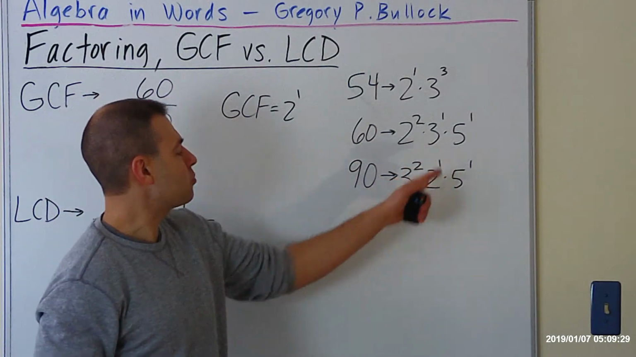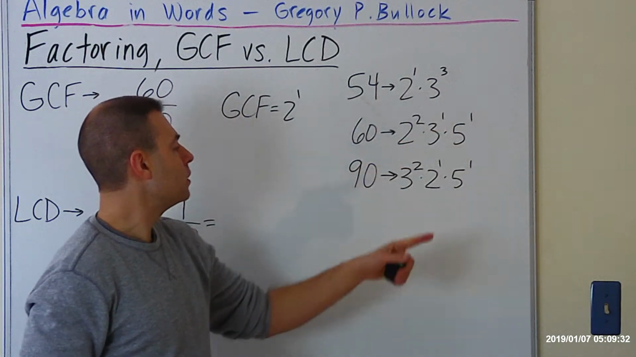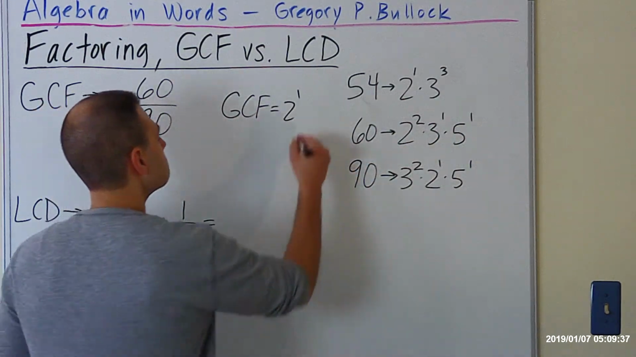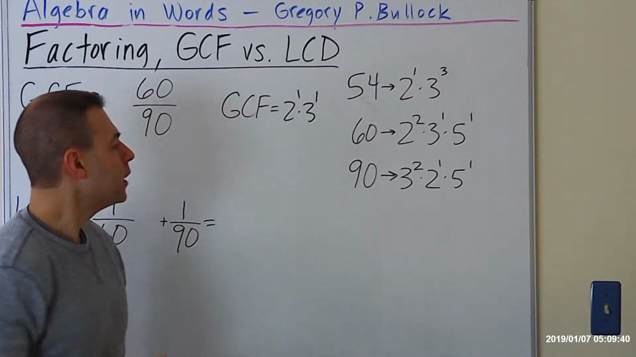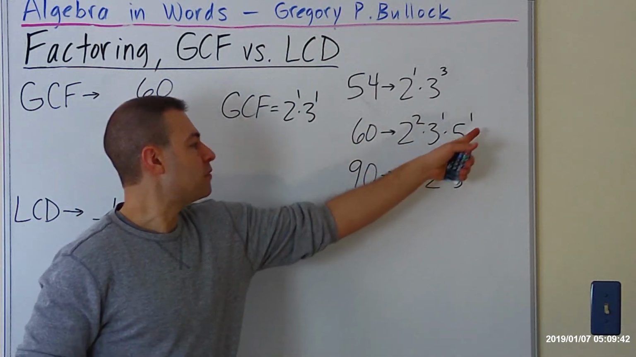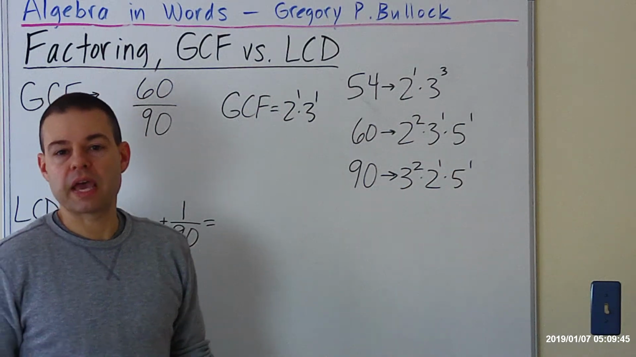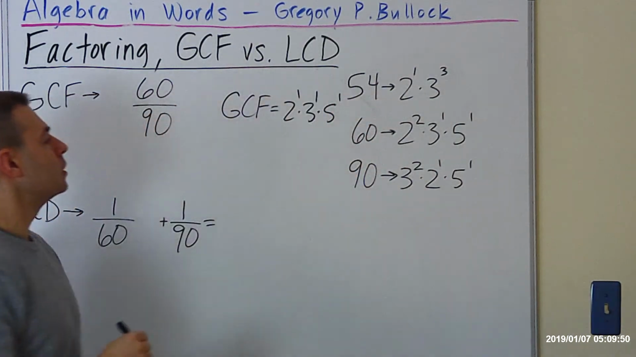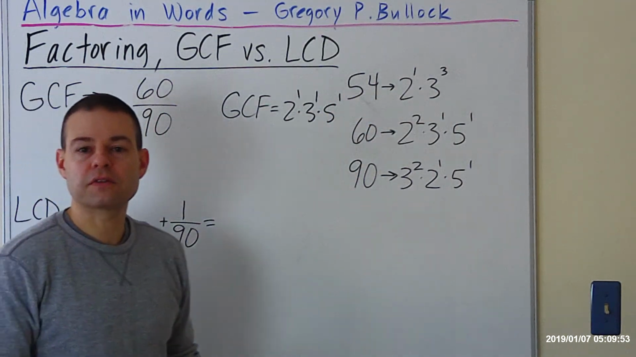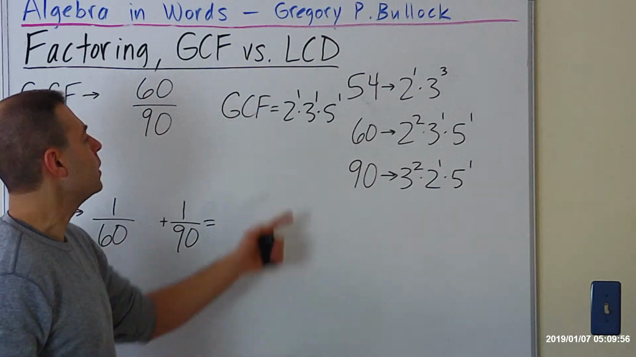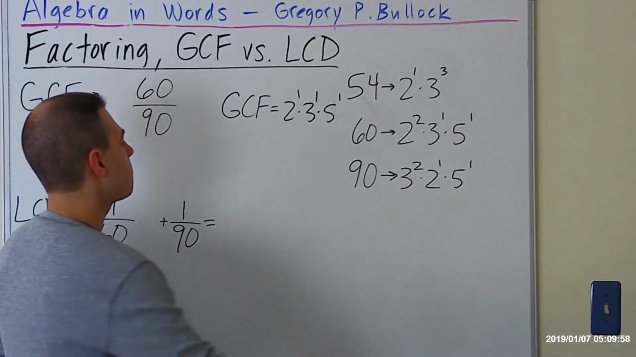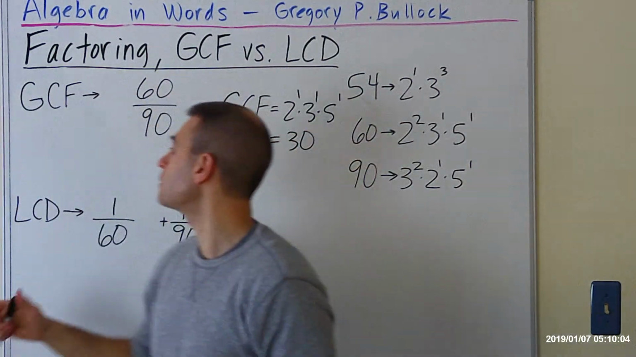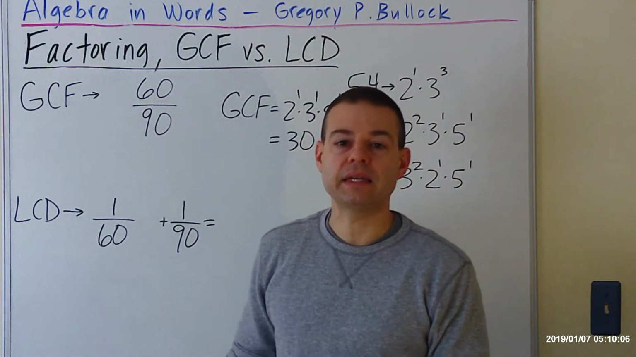Okay, what about the base 3? This one has base 3 to the 1. This one has base 3 to the 2. We take the smaller, 3 to the 1. And finally, what about 5? This is 5 to the 1. This is 5 to the 1. They're the same, so we're going to take 5 to the 1. Okay, you could leave them as factors if you want, but you could also multiply them together. And what is 2 times 3 times 5? It's 30. So the greatest common factor for 60 and 90 is 30.